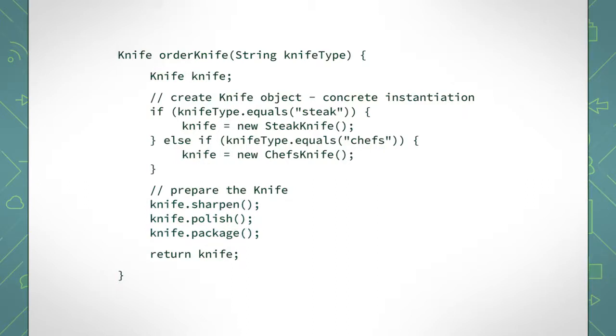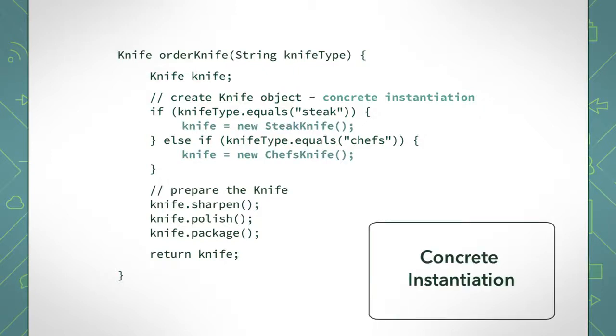Your method looks like this. The method first declares a knife variable, which will refer to the knife object to be created. The conditionals determine which subclass of knife is actually instantiated. The act of actually instantiating a class to create an object of a specific type is called concrete instantiation. In Java, you usually do concrete instantiation with the new operator. You will soon see that concrete instantiation will be the primary purpose for our factories.